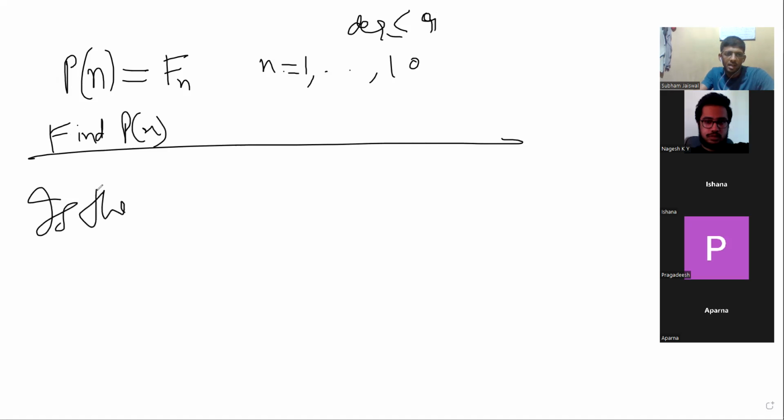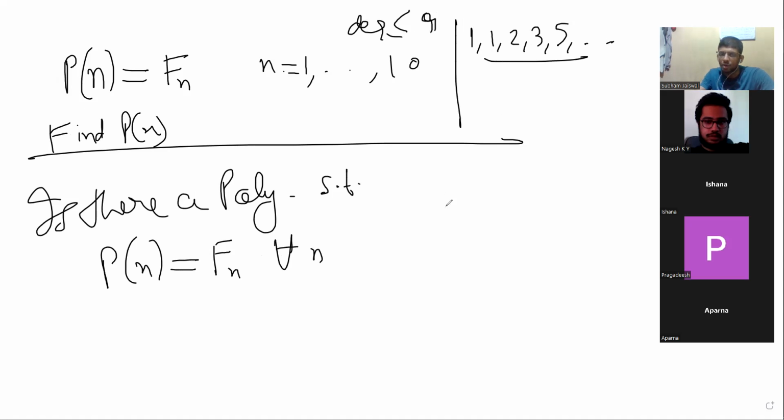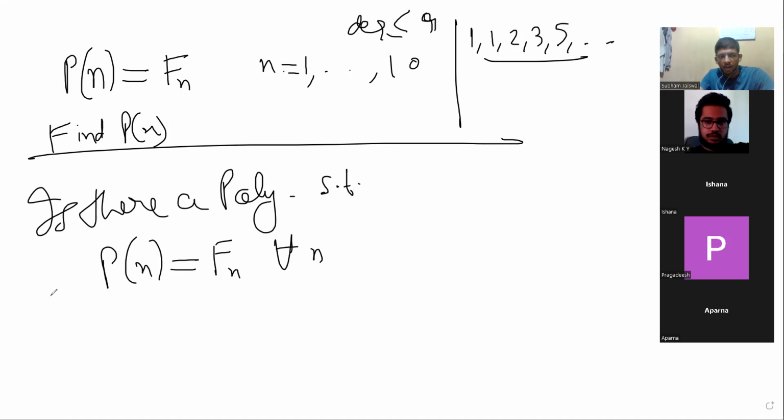Next question: is there a polynomial such that P(n) is equal to F(n) for all n? F(n) is the Fibonacci sequence. So F(n) is like 1, 1, 2, 3. F(n) is F1, F2, and so on. For all n, is there a polynomial so that this happens for all n? That is the question.